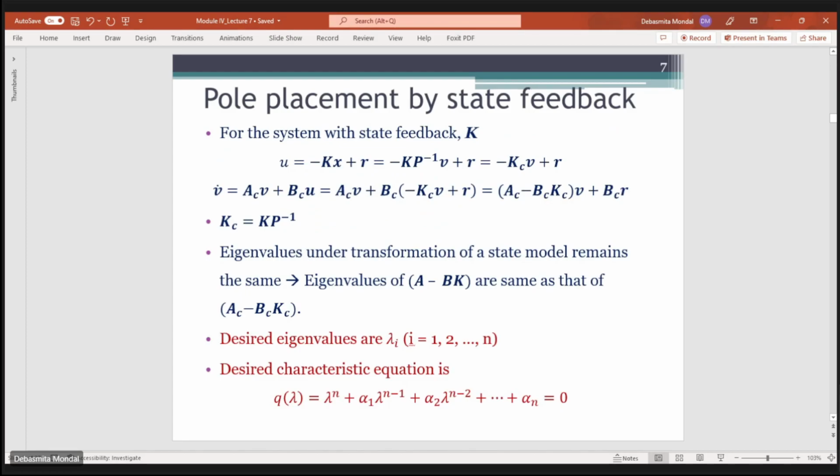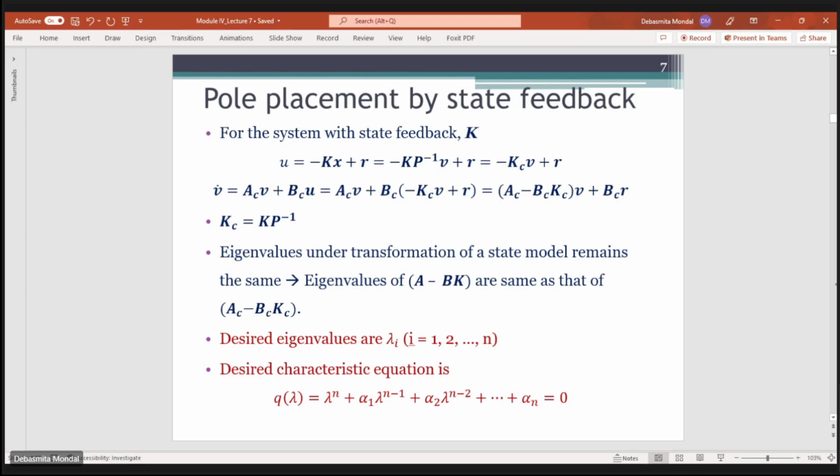Now if you have a system with full state feedback, so this K is my full state feedback, that means u equals minus Kx plus r. We can substitute the value of x, where x equals P inverse of v. So you will have minus K P inverse into v plus r. Let us say that we substitute K P inverse with the vector Kc, so Kc equals K into P inverse.